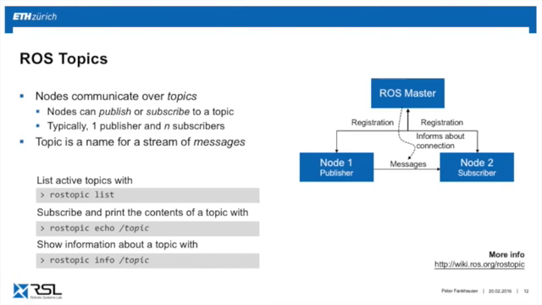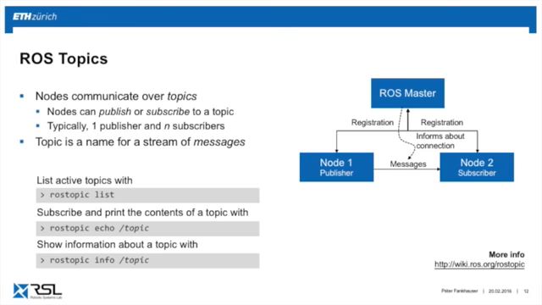How do nodes communicate with each other? They do it through ROS Topics. So one node can publish and subscribe to a topic. And essentially, a topic is a stream of messages that are transferred between the nodes.